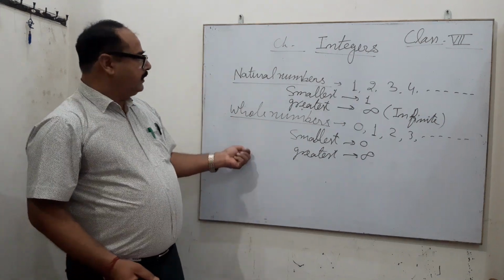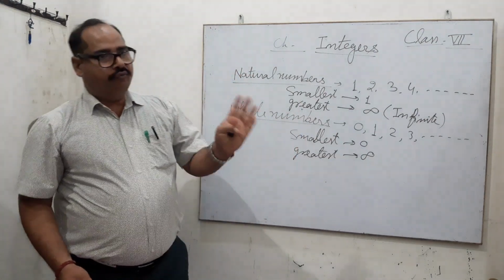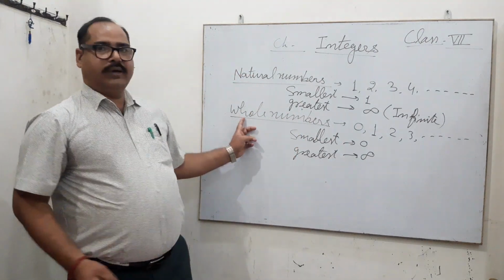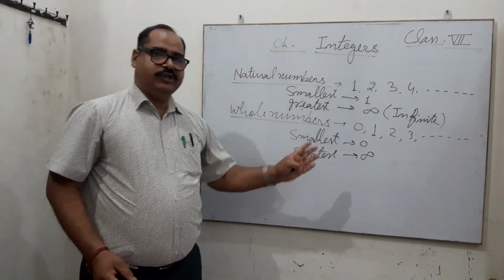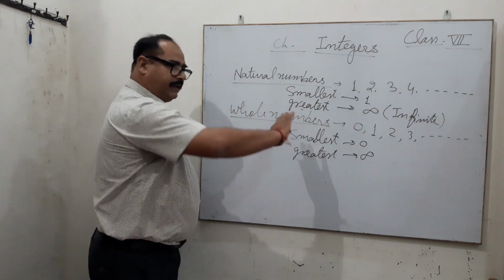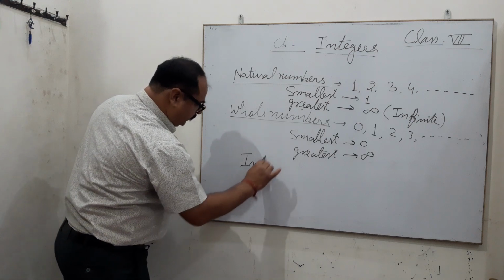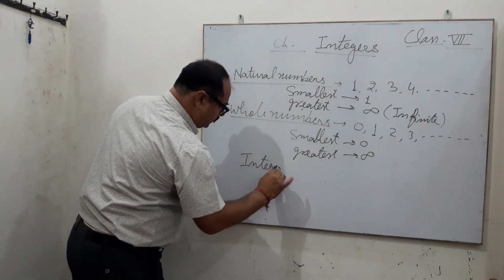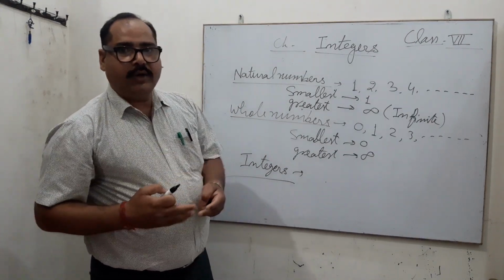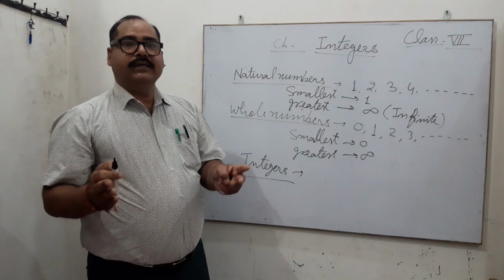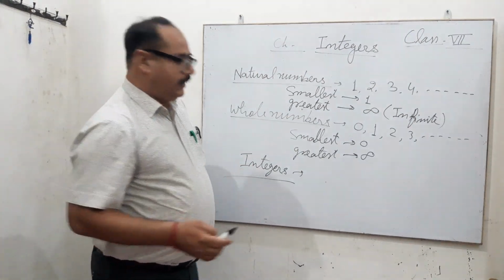Again I will repeat, natural numbers are the counting numbers starting with 1 onwards, and whole numbers are counting numbers starting with 0 and onwards. Then the next category of the number system is integers. Integers means all numbers having negative or positive sign are called integers.